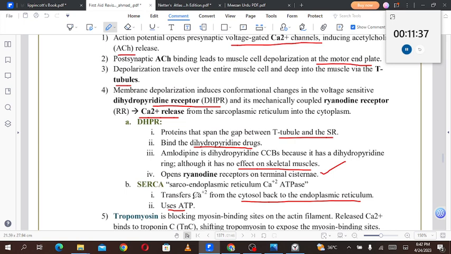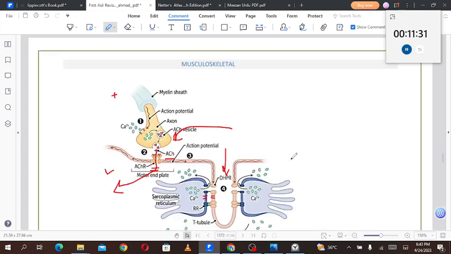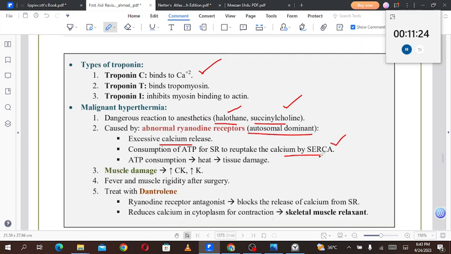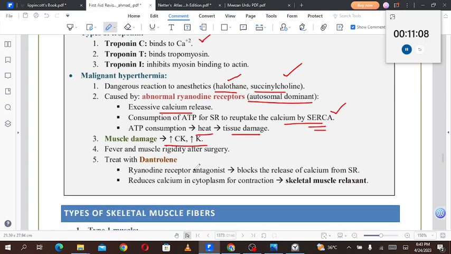SERCA transfers the calcium from the cytosol back to the sarcoplasmic reticulum, which requires the ATP. So if the calcium is released excessively because of abnormal ryanodine receptors, SERCA has to perform a lot more effort to bring that calcium back. A lot of ATP breakdown and consumption will produce heat, and that will lead to tissue damage. Muscle damage will cause an increase in creatine kinase and an increase in potassium release into the circulation and the serum. These two molecules can be detected.